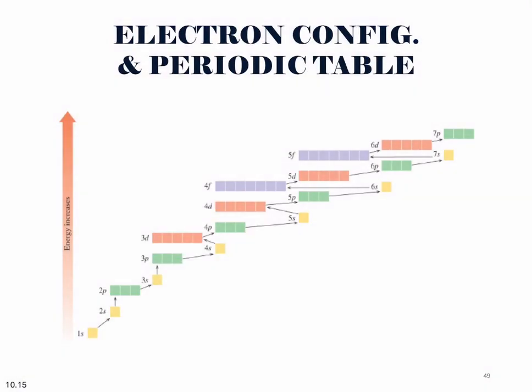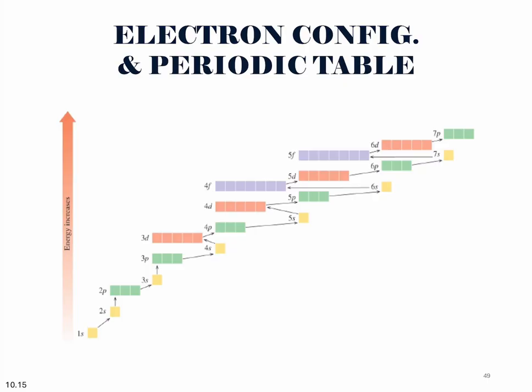Right, as we increase in energy, this is another diagram of what that looks like. 1s to 2s, it makes sense. 2s is higher in energy than 1s. Then 2p is higher in energy than 2s. Then we go to 3s and so on, right? But this is where the weird stuff happens, right? 4s is lower in energy than 3d, right?